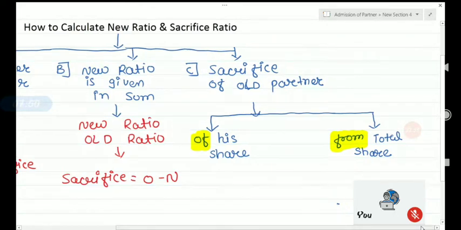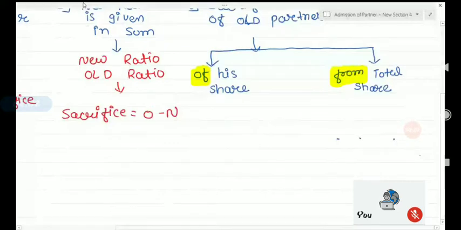Okay, let's see what the calculation is when we are calculating on the basis of his share.